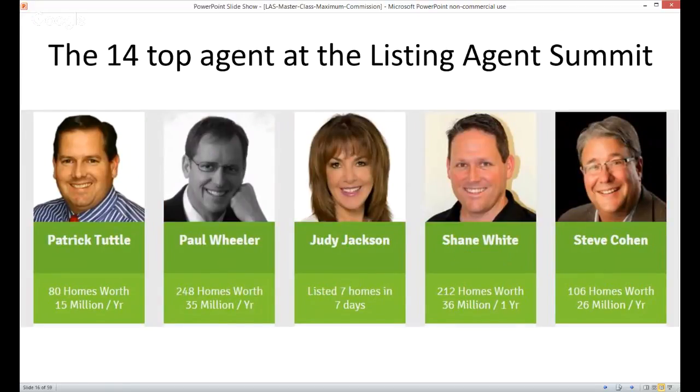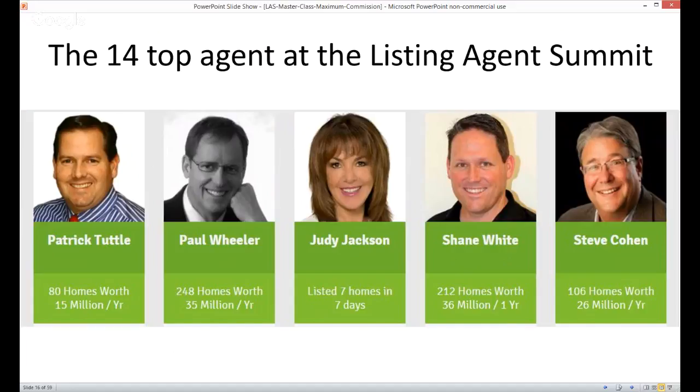Patrick Tuttle, 80 homes worth $15 million in 1 year. And plus, he's doing property management, has a couple hundred properties under management. And then you got Paul Wheeler, 248 homes worth $35 million. Judy Jackson is a listing specialist on a team, and she came in to talk with us, which was nice. She had just taken 7 listings in 7 days. Judy said the best thing she liked about focusing on listings is she got her evenings and weekends back. She no longer has to work those evenings and weekends. She thought that was amazing.